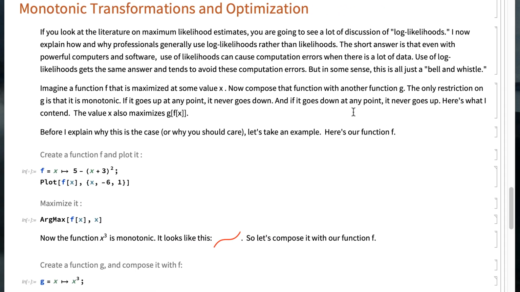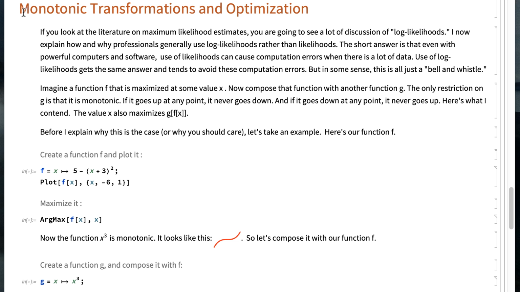Okay, if you ever look at literature on MLE or see professionals doing MLE, you're likely to see a discussion of log likelihoods. And I want to explain now why that's used. The short answer is that the sort of problem I just solved, while you can do it when you have a few points, when you have a lot of points, you can start to get numeric errors in your computation. And therefore, use of log likelihoods avoids these numeric errors, and that's one of the reasons that they are used.